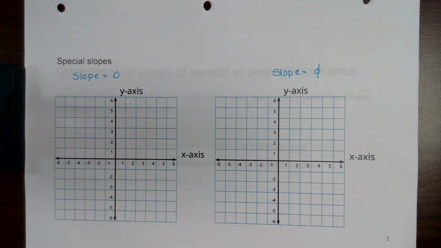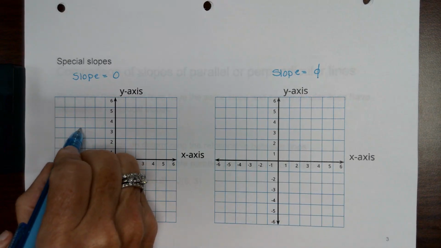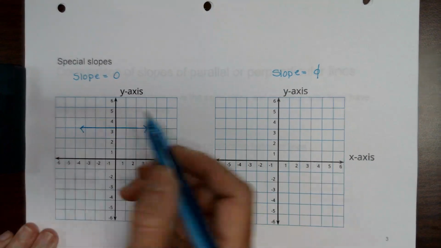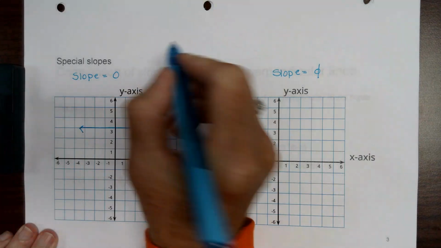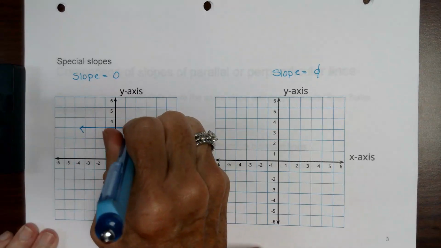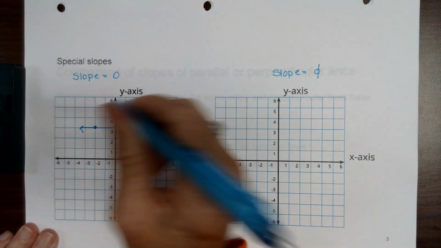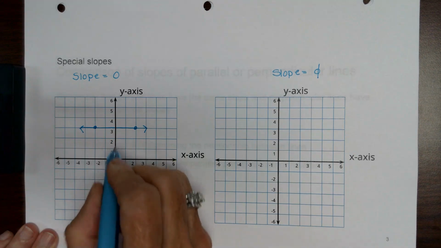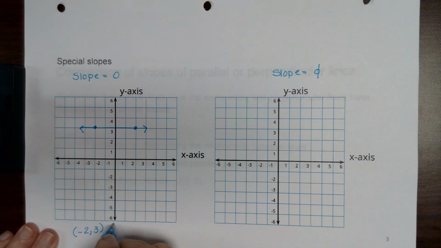There's also special slopes. A slope of 0 is a horizontal line. Now that means when you do your slope formula, you would get a 0 on the top. Like for instance, if I did the slope between those 2 points, let's say I have negative 2, 3, and I have positive 2, 3.